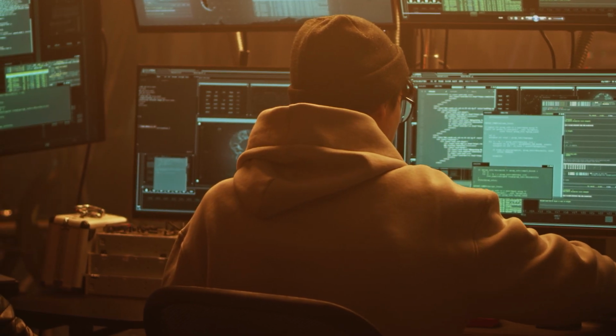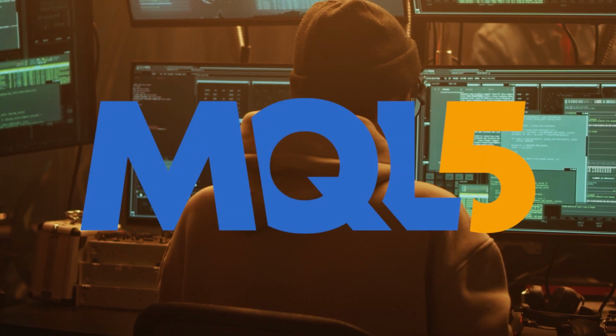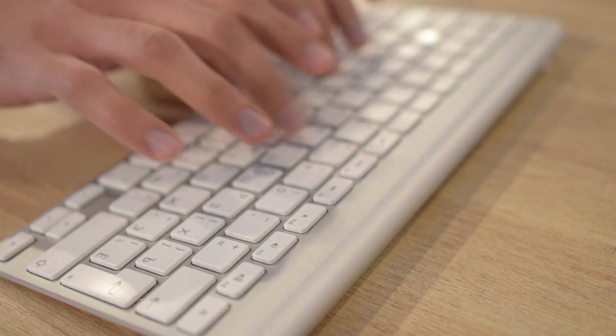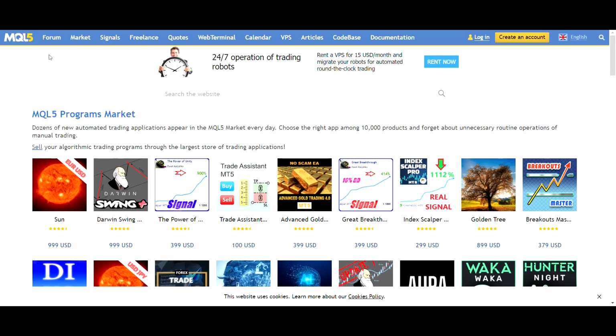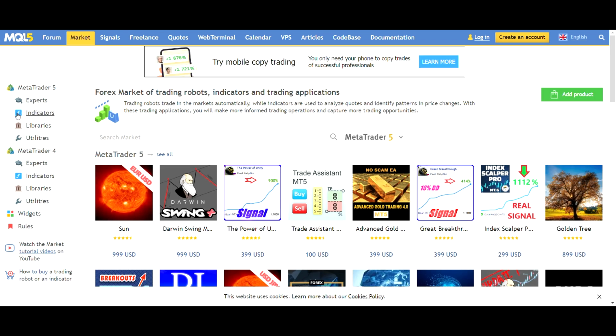This is the website used mainly by everyone who wants to buy bots. The website is called MQL5. You can go to the browser and simply type this. Now as the MQL5 opens, on the top, I want you to click on the market option. From there you will be taken to the market.